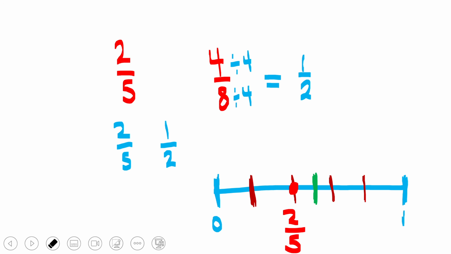So this is where 1/2 falls on our number line. And in comparison, 2/5 is less than 1/2 on the number line.